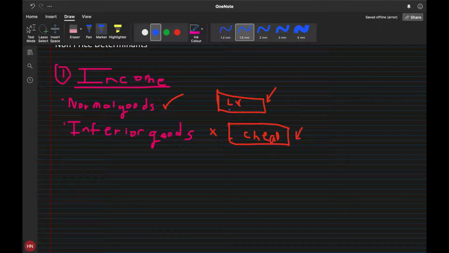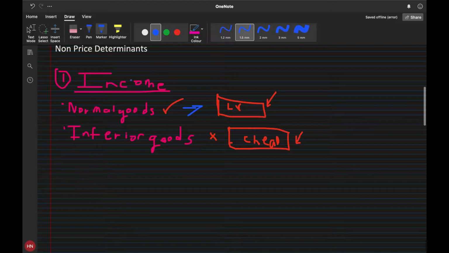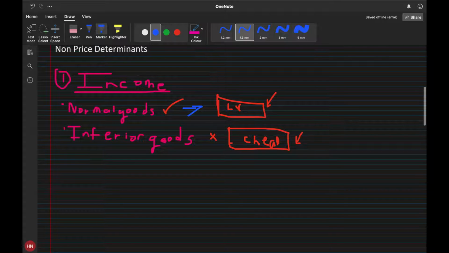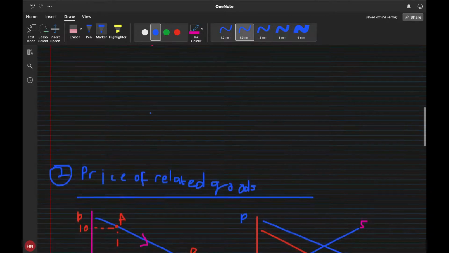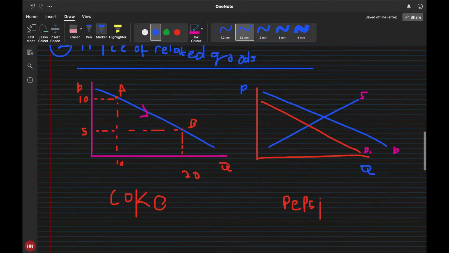And in the case of the Louis Vuitton bag, it's a normal good for you, because as your income goes up, your demand for this bag is actually increasing. And so we can describe the change in demand as a non-price determinant by the use of income as well. Now let's move on to the next example.